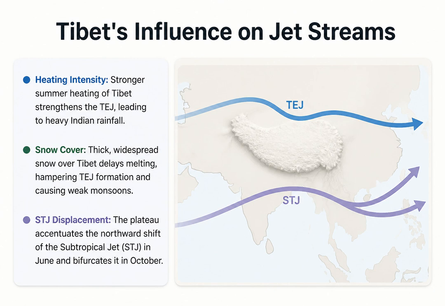Recent observations show just how sensitive the monsoon is to Tibet's conditions. If the plateau stays hot for a long time, the tropical easterly jet strengthens, bringing heavy rain to India. However, if there is thick, widespread snow over Tibet that doesn't melt quickly, the plateau cannot heat up. Without that heat, the TEJ doesn't form properly, leading to weak monsoons and drought. Additionally, the physical bulk of the plateau is responsible for pushing the subtropical jet north in June and splitting it into two branches when it returns in October.